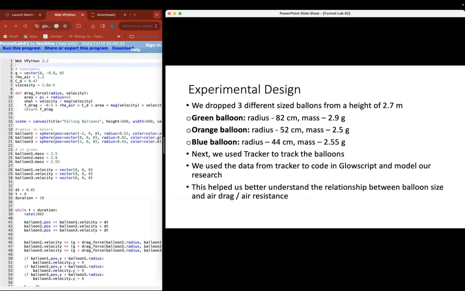For our experimental design, we dropped 3 different size balloons from a height of 2.7 meters. There was a green balloon that had a radius of 82 centimeters with a mass of 2.9 grams, the orange balloon with a radius of 52 centimeters and a mass of 2.5 grams, and the blue balloon with a radius of 44 centimeters and a mass of 2.55 grams. Next, we used Tracker to track these balloons. We used the data from Tracker to code in GlowScript and model our research. This helped us better understand the relationship between balloon size and air drag, or air resistance.